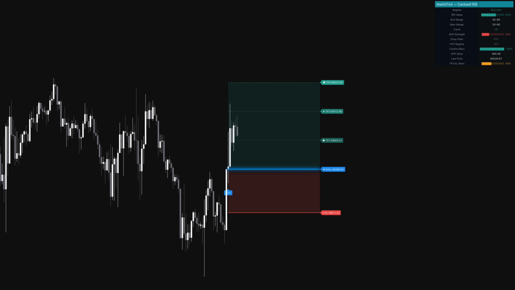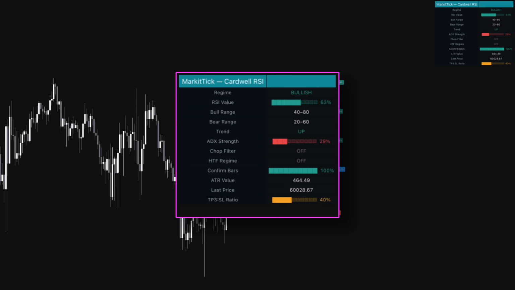It draws a labeled entry, a stop, and 3 take-profit targets directly on the chart, and it fills the space between them to show the risk and reward zones. Alongside that, it runs a dashboard listing the current regime, the RSI reading, and the trend direction, and it outputs structured webhook alerts, so the signals can be handed to automation.